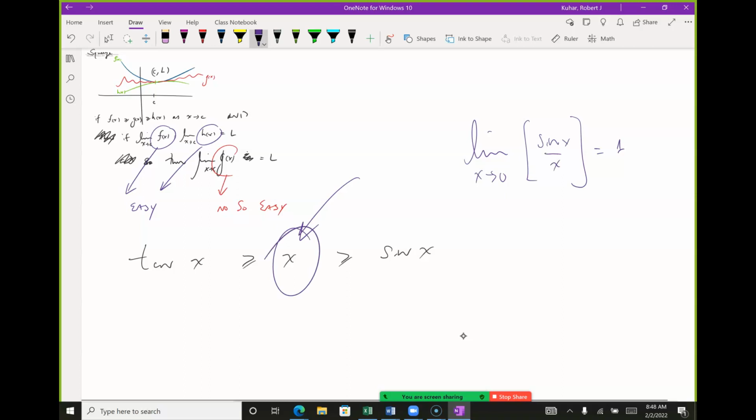So I want to turn this function into sine x over x. What do you think I should do? I want to manipulate this algebraically to get that middle function to be sine x over x. What do you want to do?